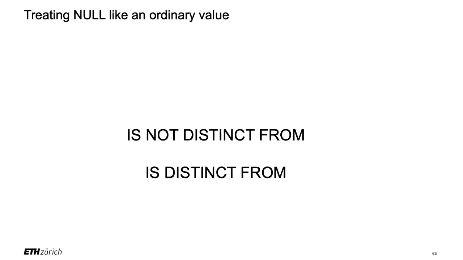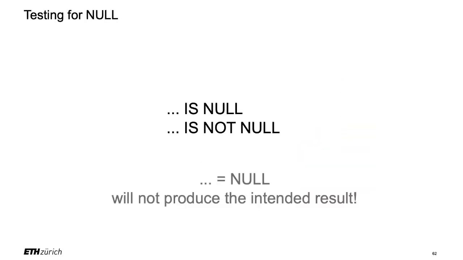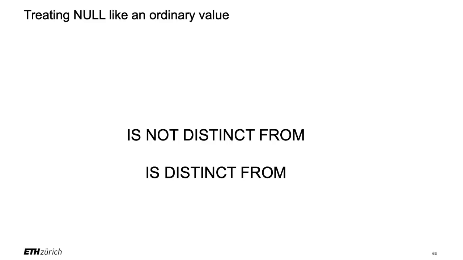Okay. And then you also have is not distinct from and is distinct from. It's basically the same as equal and different, except that unlike equals and different, this will not give you unknown. So this is, again, a safer way to compare if you don't want to receive unknown.